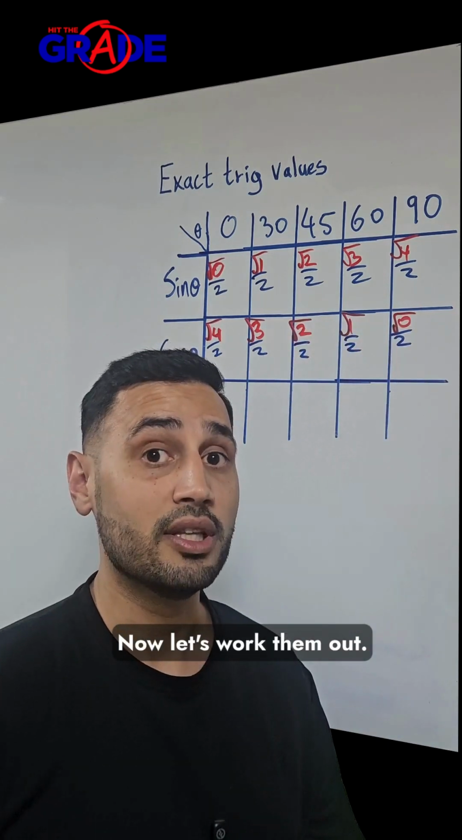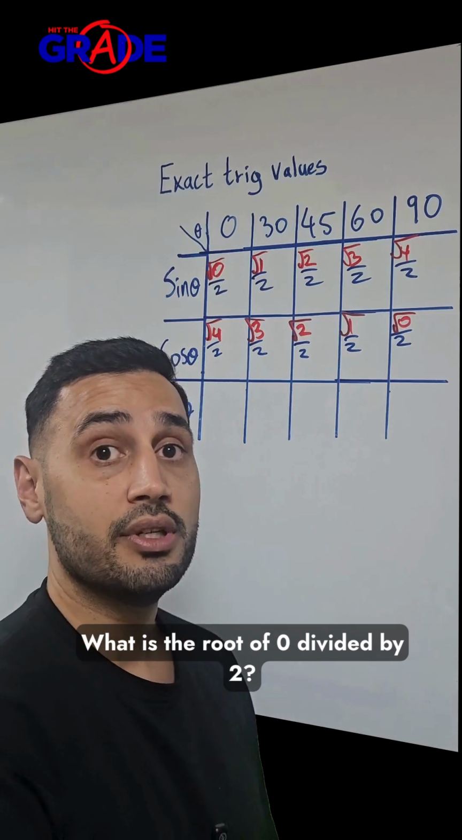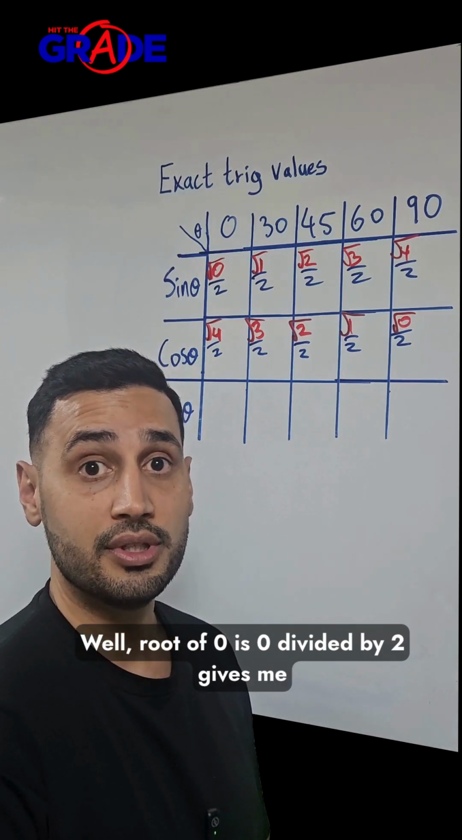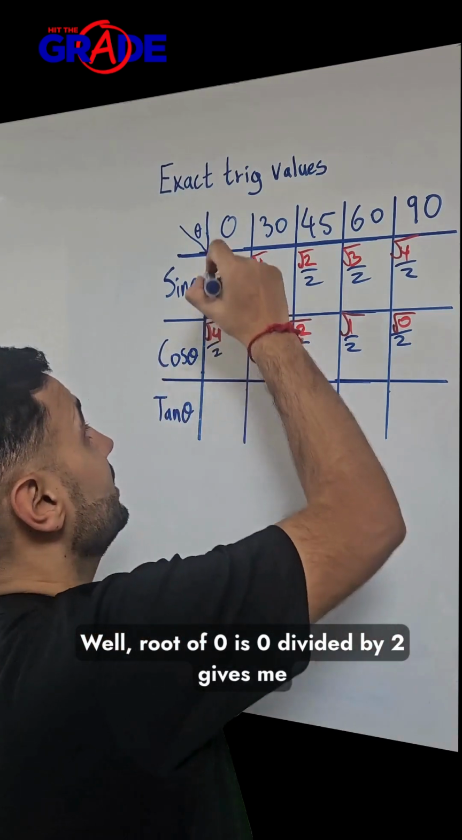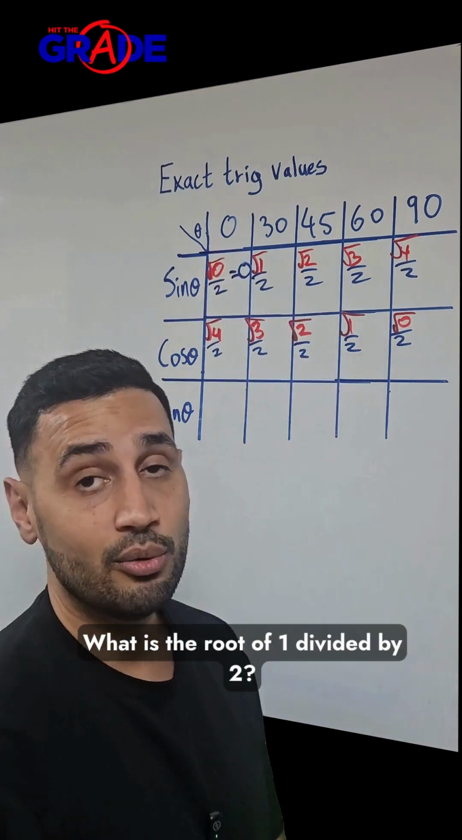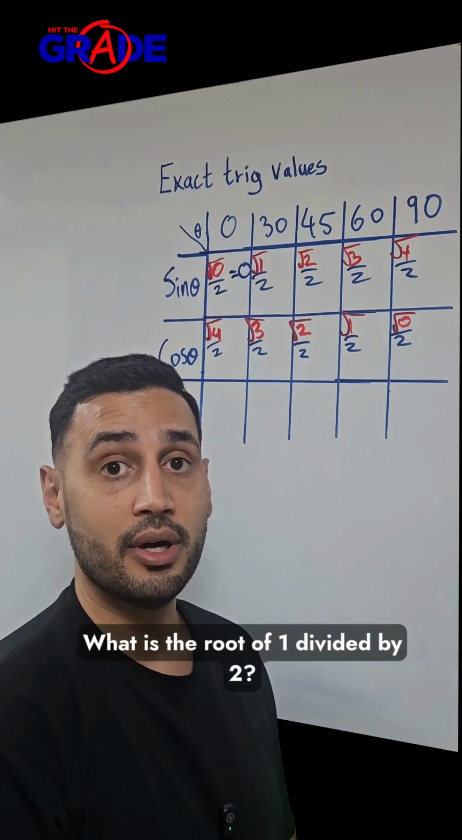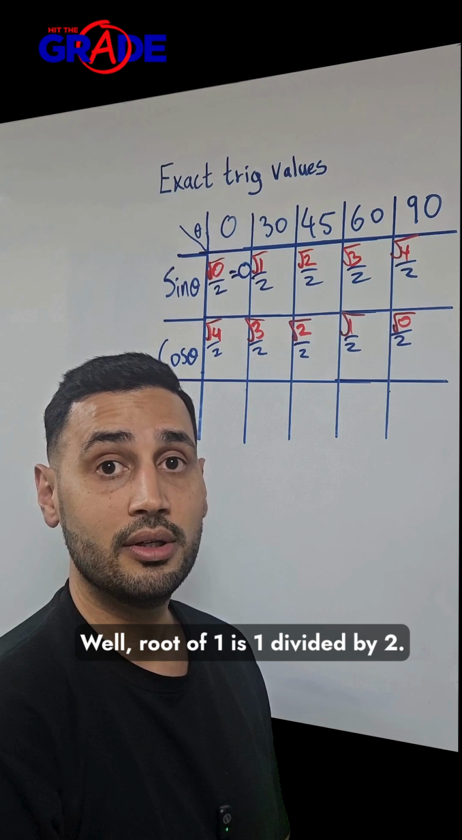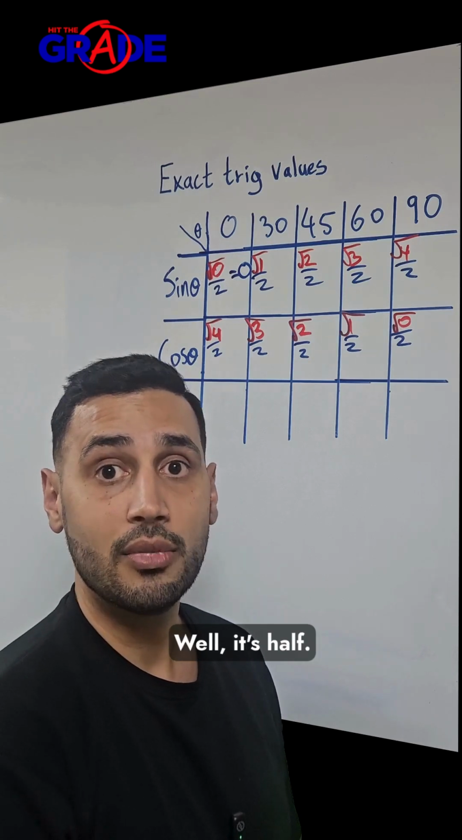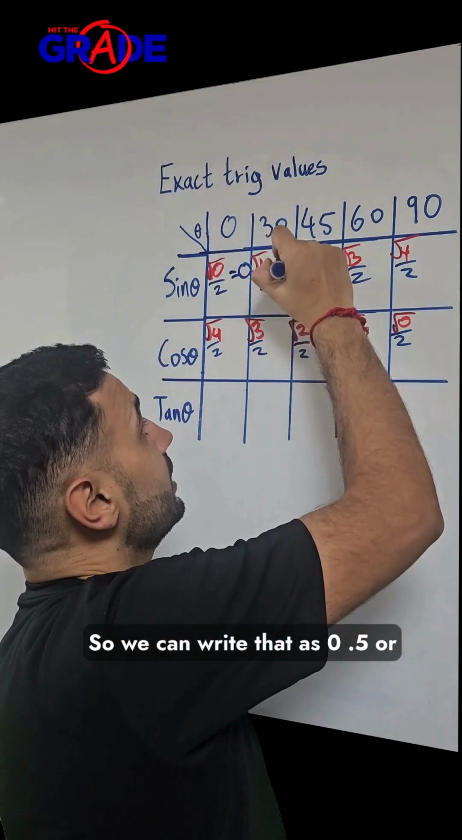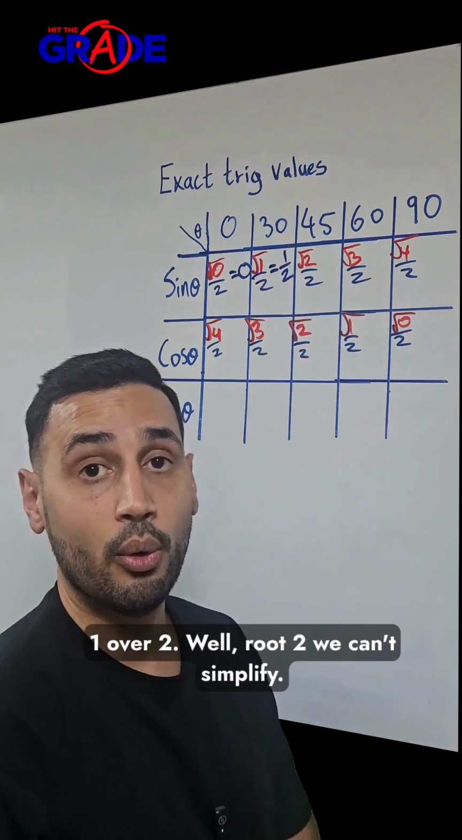And then we're going to divide them all by 2. Now let's work them out. What is the root of 0 divided by 2? Well, root 0 is 0, divided by 2 gives me 0. What is the root of 1 divided by 2? Well, root of 1 is 1, divided by 2, well, it's half. So we can write that as 0.5 or 1 over 2.